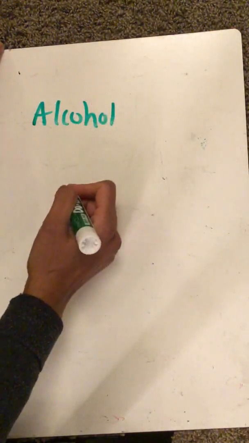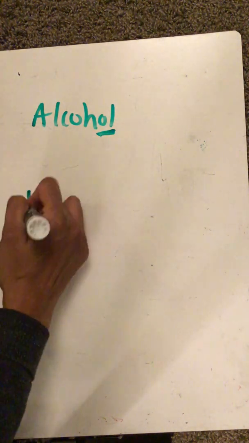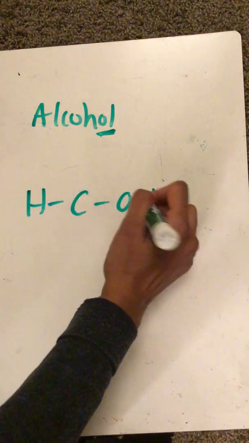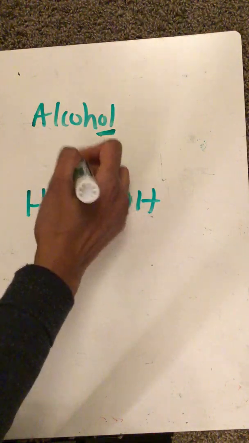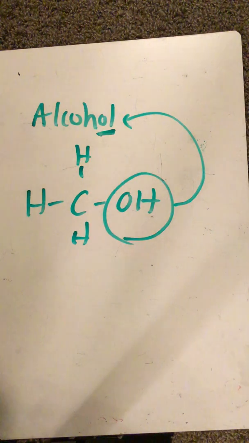But how do you know something is an alcohol, right? You know something is an alcohol if it contains OH, okay? So like this here is an alcohol. An alcohol contains the OH group.